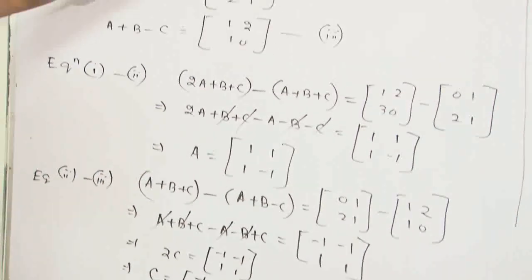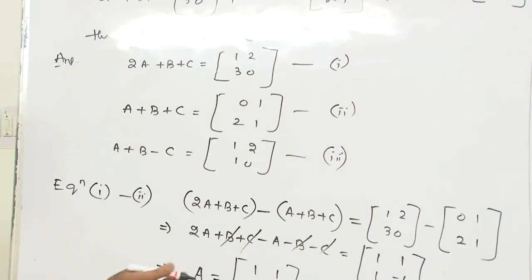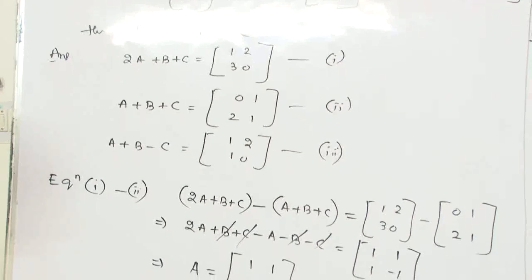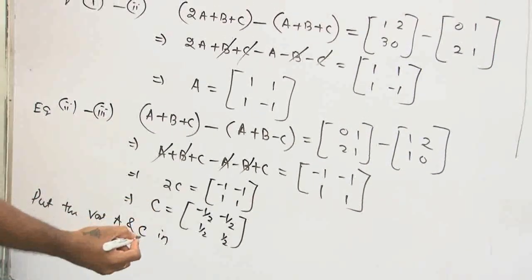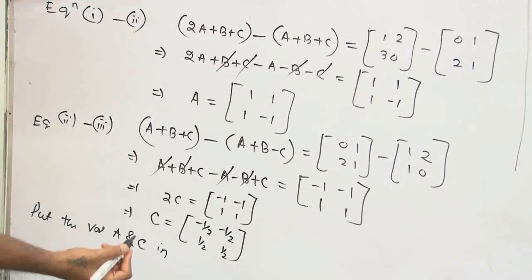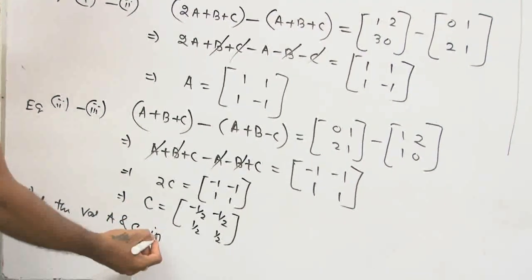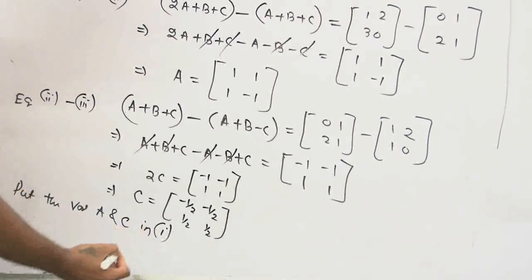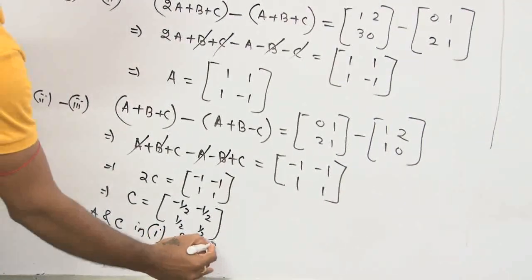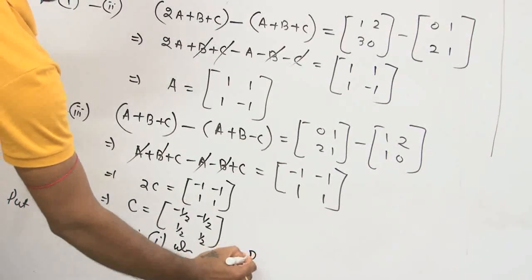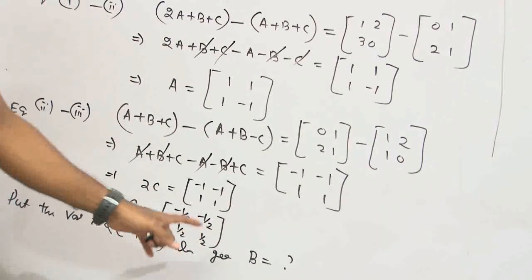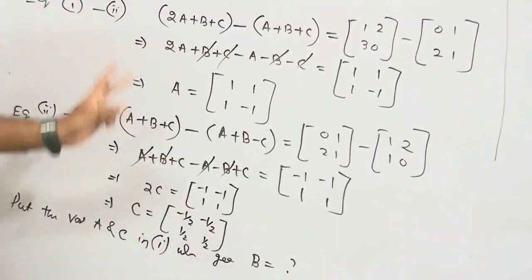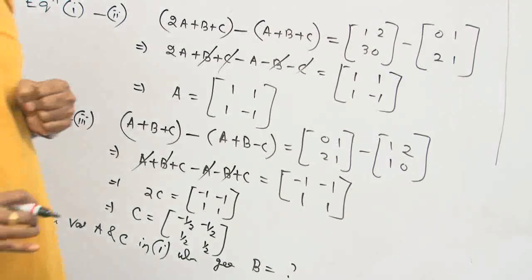Now we have to find the value of B. If we put the values of A and C in equation 1, 2 or 3, any one, suppose equation 1, then you get the result of matrix B. And this is your task, to get the value of matrix B. Now, proceed to question number 4.